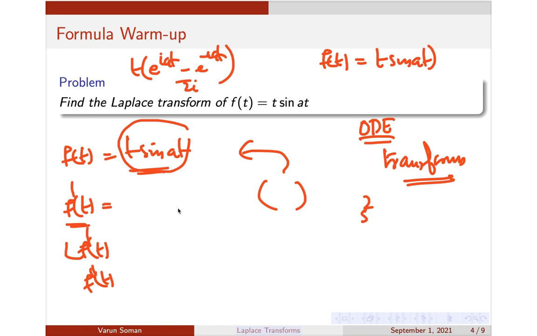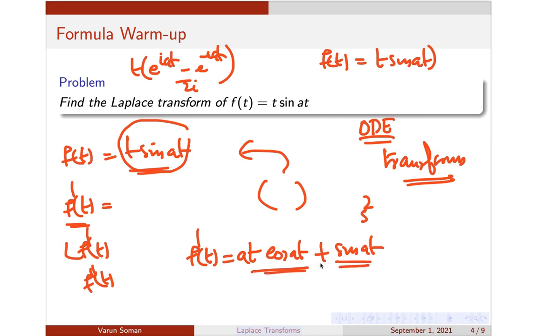Suppose my f of t is t sin at. I don't know the transform directly, so I'll try to find f dash of t. What is f dash of t? Taking the derivative of f of t, it is nothing but the first function t into cos at into a, plus sin at. I know the transform of sin at, but I don't know the transform of t into cos at, so I can't use the formula there.